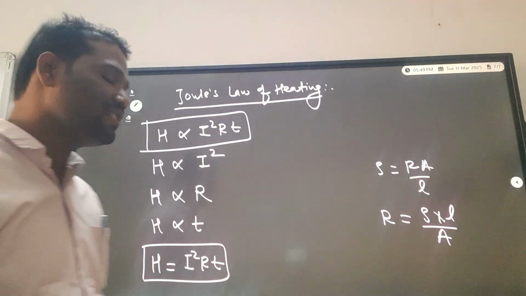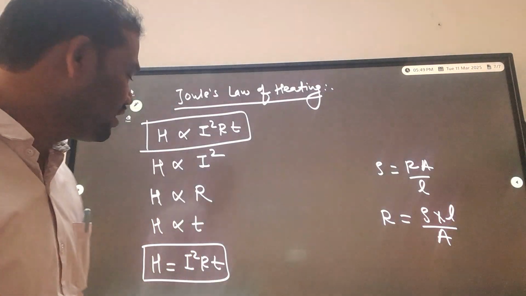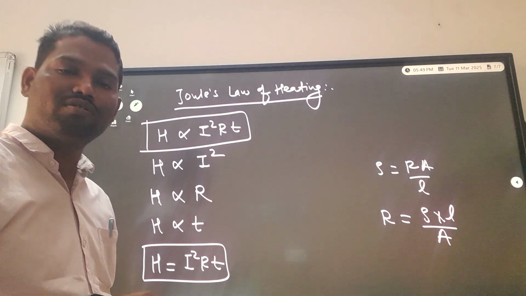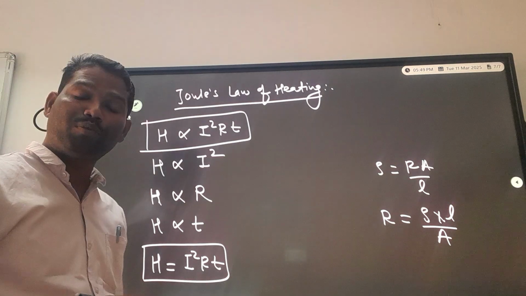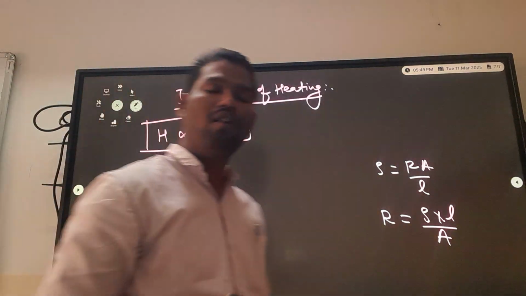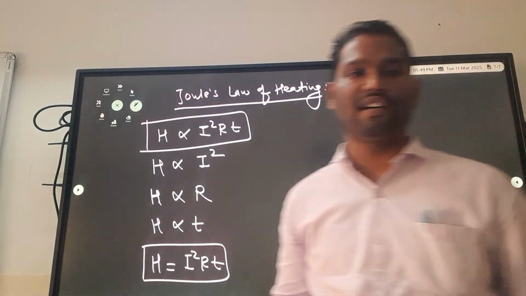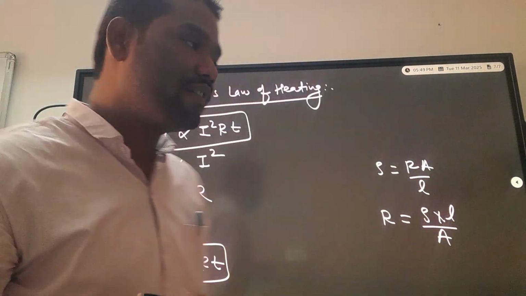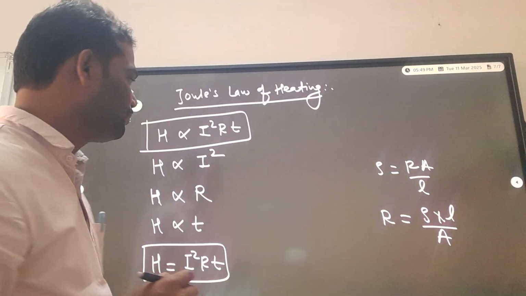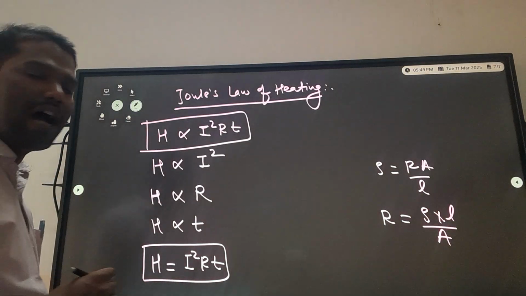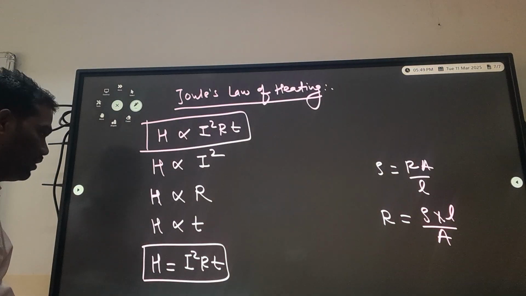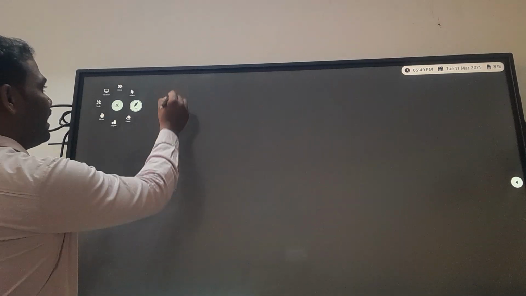Joule's law of heating says that the amount of heat generated is directly proportional to the square of the current, directly proportional to the resistance present in the wire, and the third one is the time for which the electric current is passing through the given circuit or wire. So H is equal to I square RT. Next is the electric power.